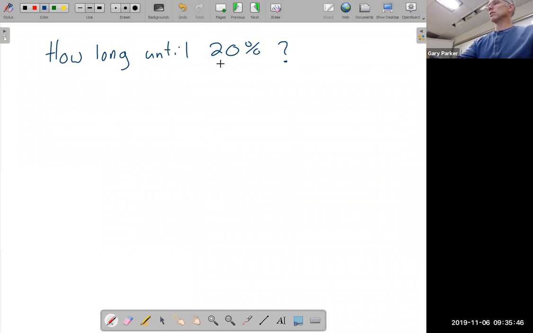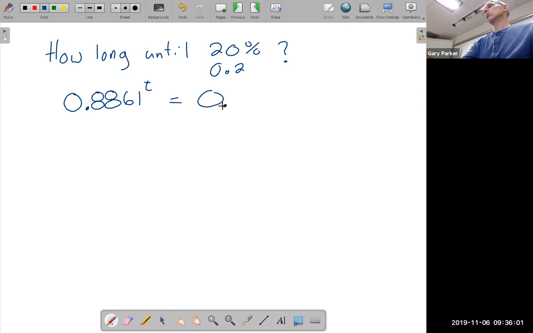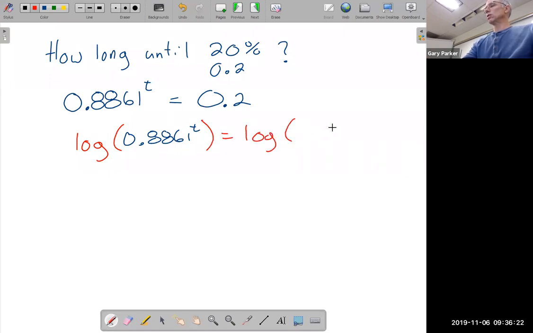So 20% as a decimal would be 0.2, because percent means divide by 100. So I want to know when my formula, 0.8861 to the t thousands of years, is equal to 20% or 0.2. So to solve this, I need logarithms, which we've been getting better at, hopefully. So I would take a log of both sides. So the log of 0.8861 to the t has to equal the log of the other side, 0.2. So just like we can divide both sides, we can take a log of both sides.